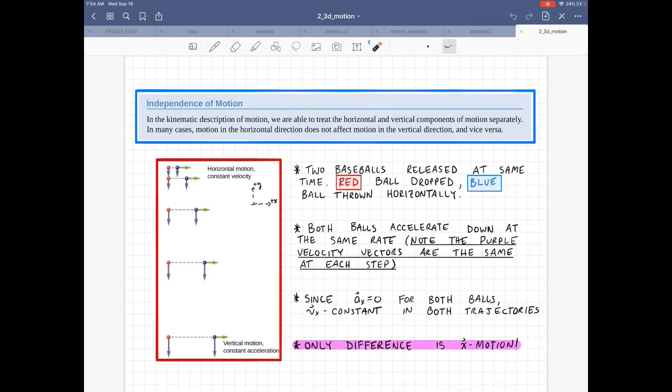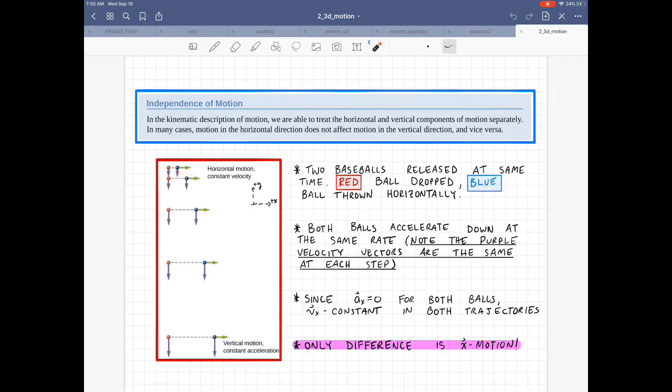So the initial horizontal velocity for the red object is 0 meters per second. And the x acceleration in free fall, the horizontal acceleration, is 0 meters per second squared. So that means the x velocity for the red object is 0 meters per second the entire time it's falling. What about the blue object? Well, the blue has some initial x velocity. Let's say plus 1 meter per second. So plus because it's to the right. Well, since there's no x acceleration in free fall, right?